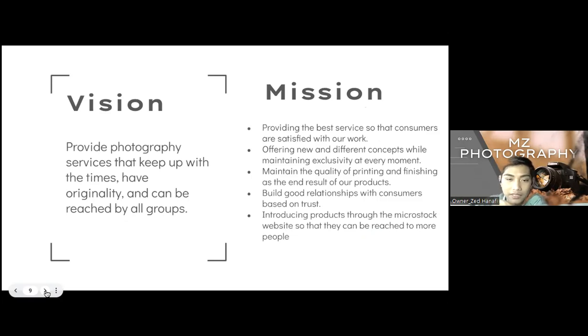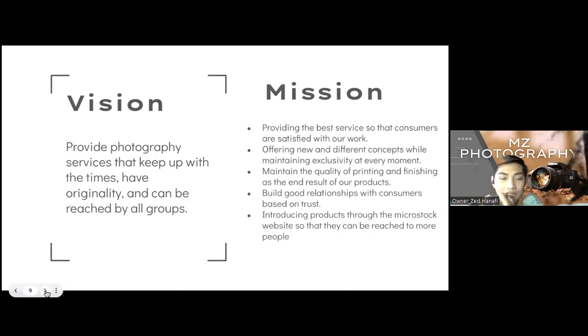Next, I will convey the vision and mission of MZ Photography, starting from the vision first. The vision of MZ Photography is to provide photography service that keeps up with the times, has originality, and can be reached by all groups. About the mission of MZ Photography, number one is providing the best service so that consumers are satisfied with our work. Number two, offering new and different concepts while maintaining exclusivity at every moment.